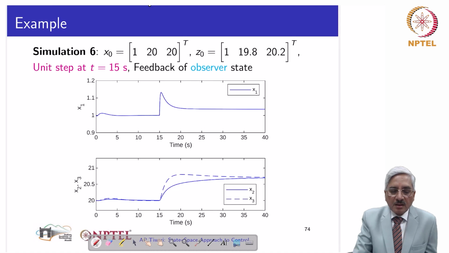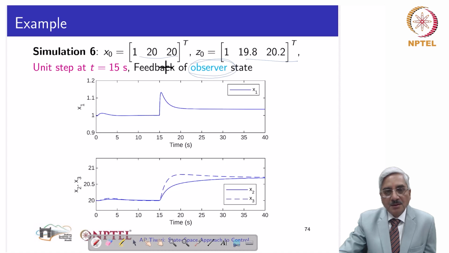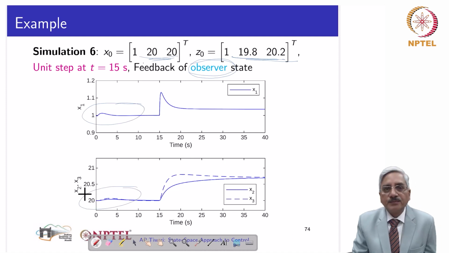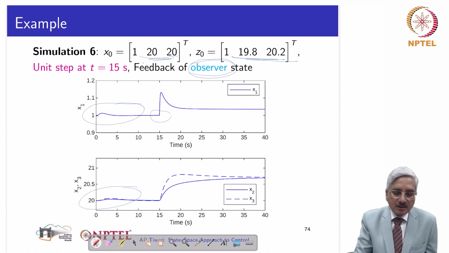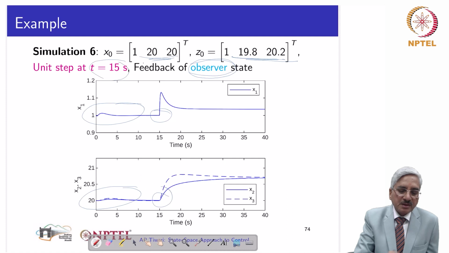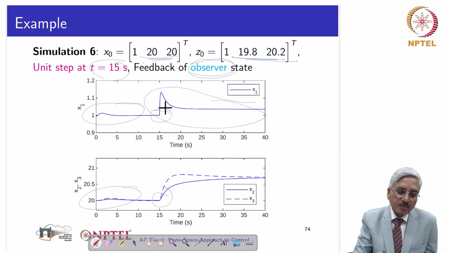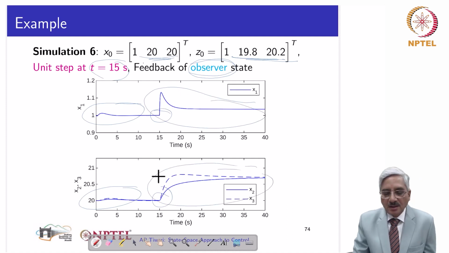Next simulation, same initial condition, but now the feedback is of observer state. Here we see that because initially there was deviation between x and z, the system undergoes an initial transient, as expected. But they stabilize well before the application of the input at t equal to 15 seconds. And then the rest of the transient is in response to the applied step input. So x1 will show this behavior, x2 and x3 will show this behavior.